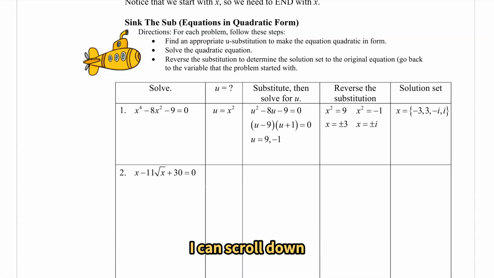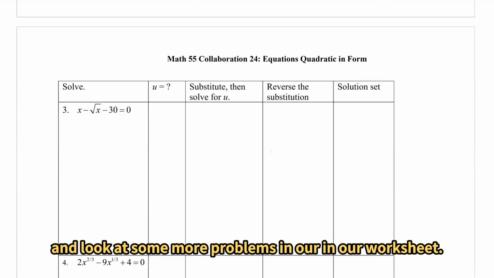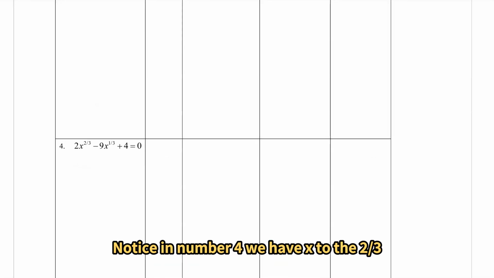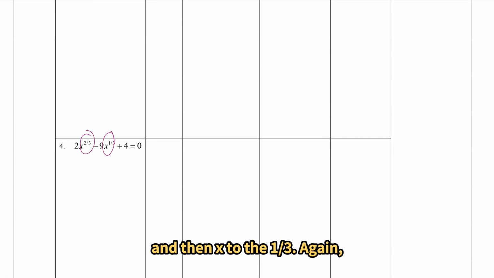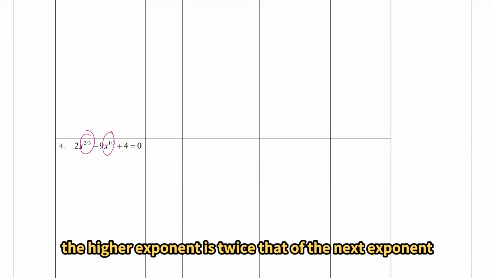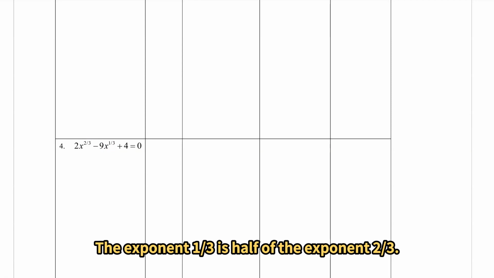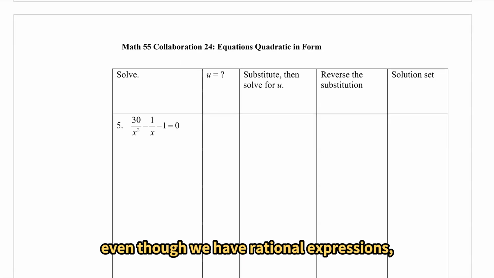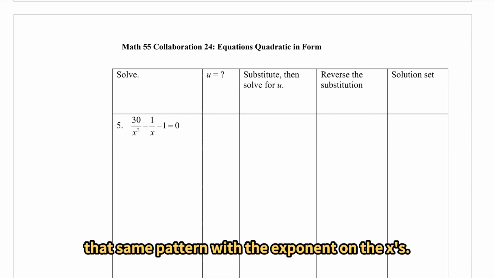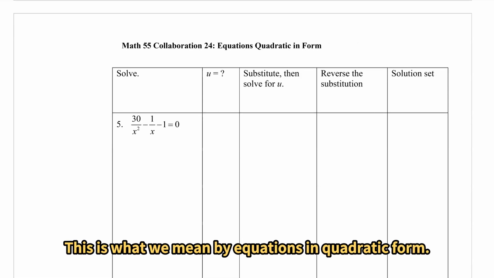So we have that same pattern where the first term's exponent is double that of the second term's exponent on the variable. I can scroll down and look at some more problems in our worksheet. Notice in number 4, we have x to the 2/3 and then x to the 1/3. Again, the higher exponent is twice that of the next exponent on the variable. The exponent 1/3 is half of the exponent 2/3. Similarly here, even though we have rational expressions, we still have that same pattern with the exponent on the x's. This is what we mean by equations in quadratic form.